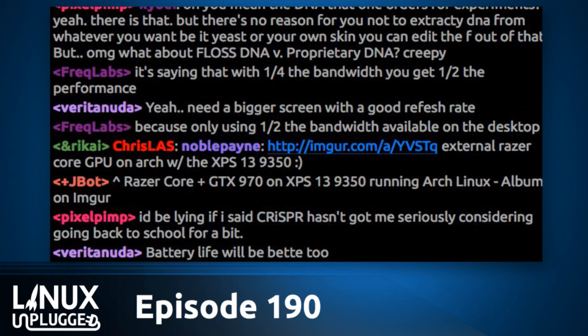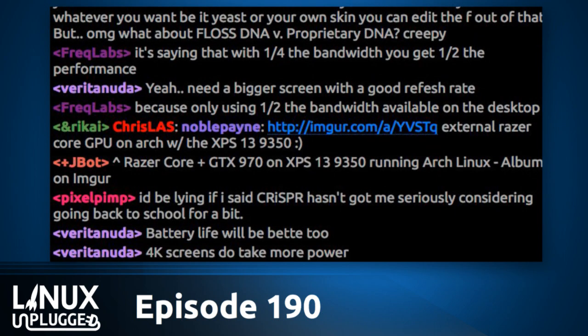Rikai says it looks like Razer is working on the Razer Core, which is their external eGPU with a 970 in it, hooked up to an XPS 13 running on Arch. Looks like it's working to power an external monitor. Ooh. That's it. The XPS, interesting. I really like it. Can you post links for that somewhere, please? He put it in the chat room.